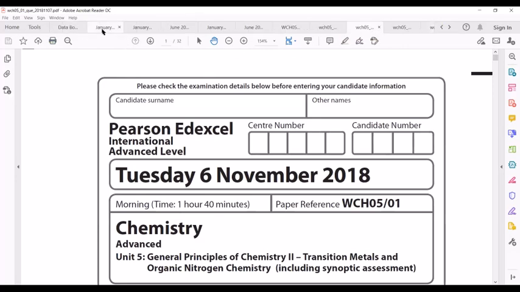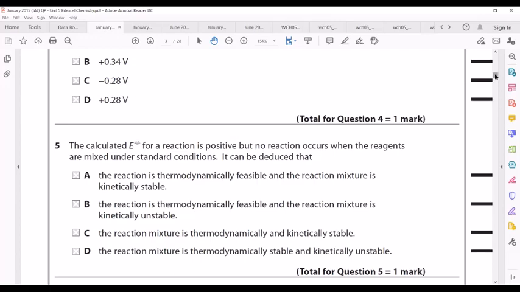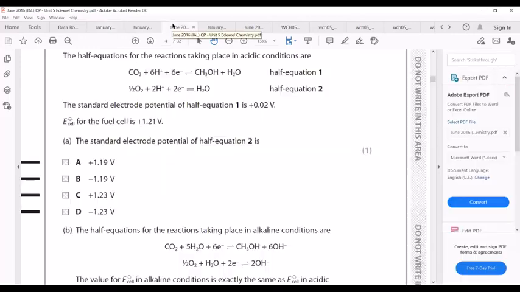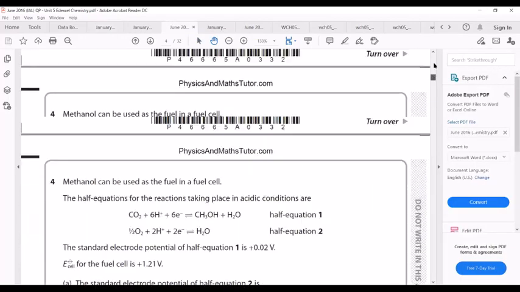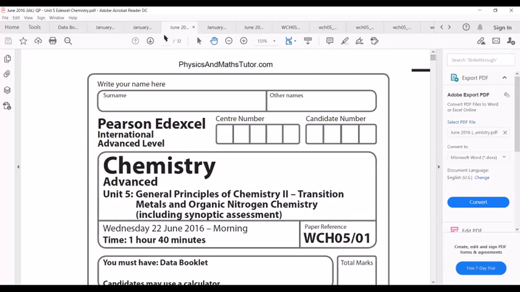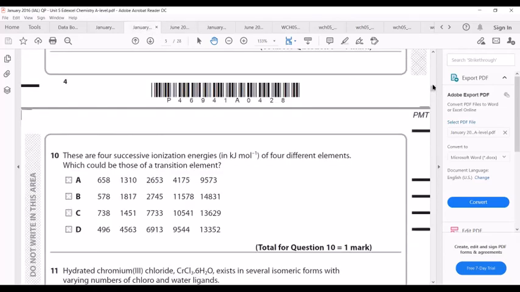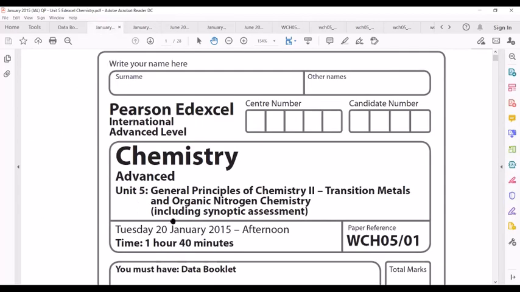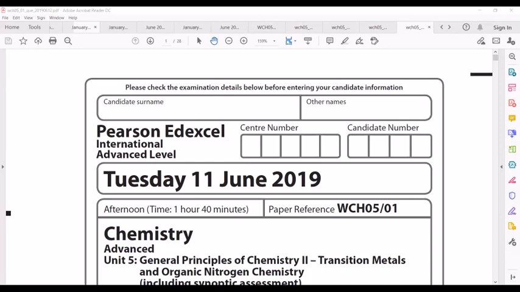That was January 2015. Okay. Next is this one, January 2016. Just a minute, I will share June 2015 as well. This one is June 2015.